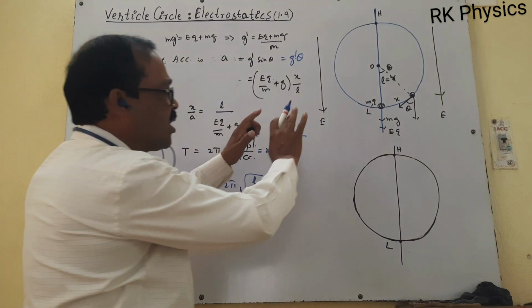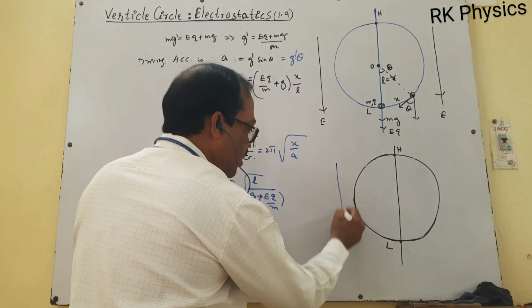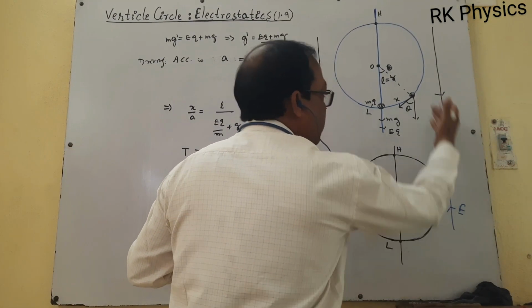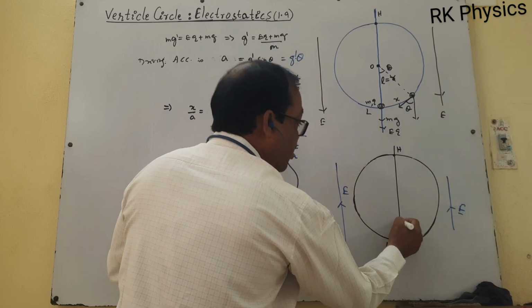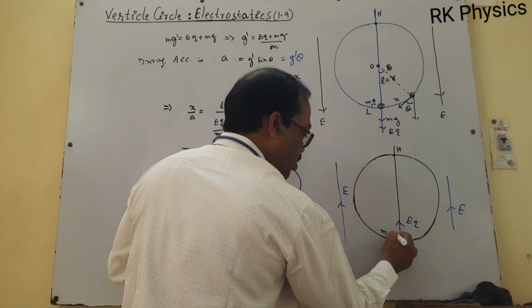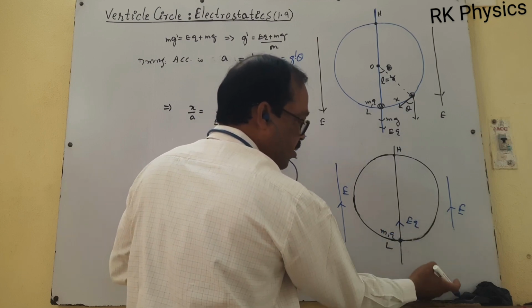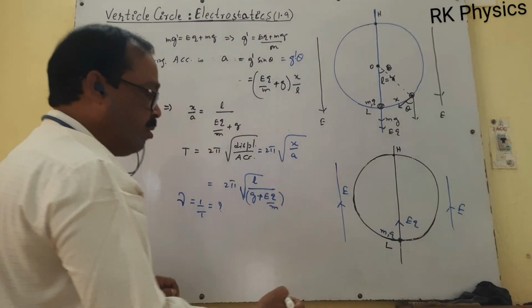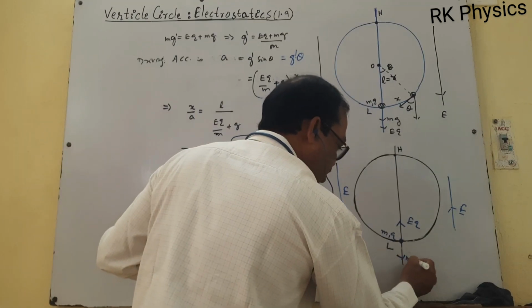If you assume the same thing, but the direction of the field is vertically up, instead of this, now this is the direction of EQ. This is mass M, charge Q. The direction of the electric field is vertically up, meaning charge Q experiences a force upward, but the direction of mg is down.